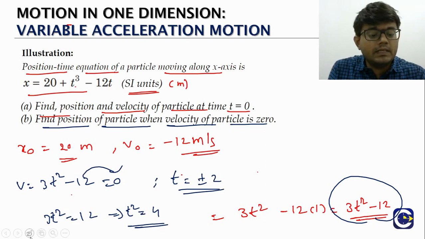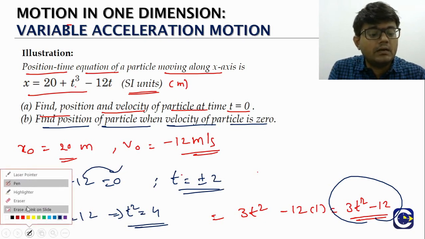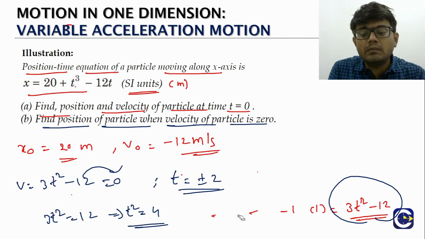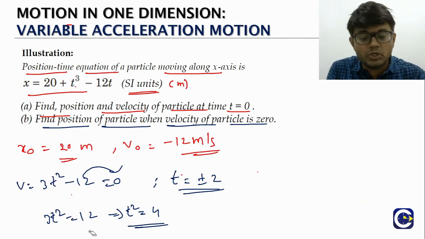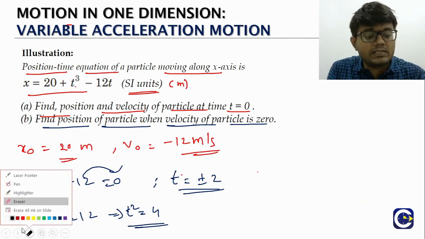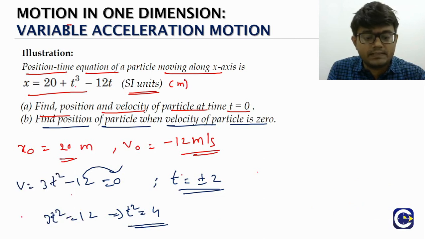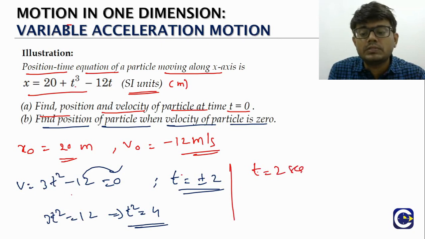But mathematically both t is equal to plus 2 as well as t is equal to minus 2, both are possible. But in physics we have a constraint. What is it? Time cannot be negative for us. So which means we will go with t is equal to 2 seconds.